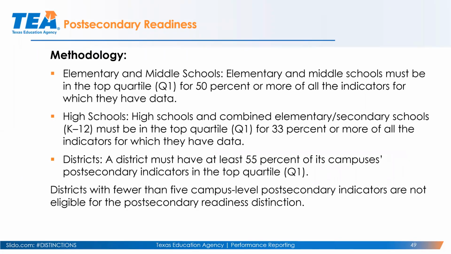Our methodology is as follows. For elementary and middle schools, they must be in the top quartile for 50% or more of all indicators for which they have data. High schools and K through 12s must be in the top quartile, Q1, for 33% or more of all indicators for which they have data. And for districts, a district must have at least 55% of its campuses' post-secondary indicators in the top quartile, Q1. Districts with fewer than 5 campus-level post-secondary indicators are not eligible for this distinction.